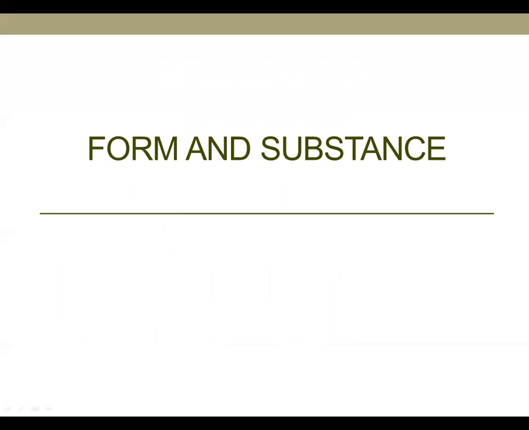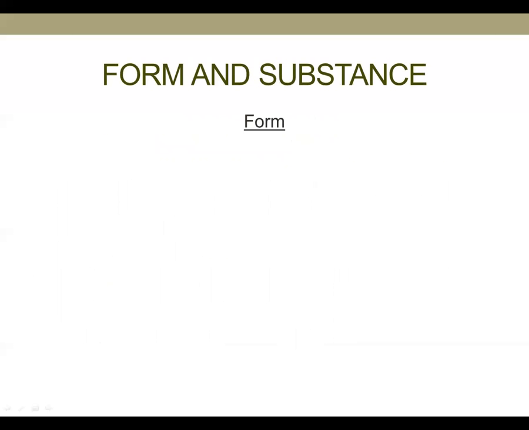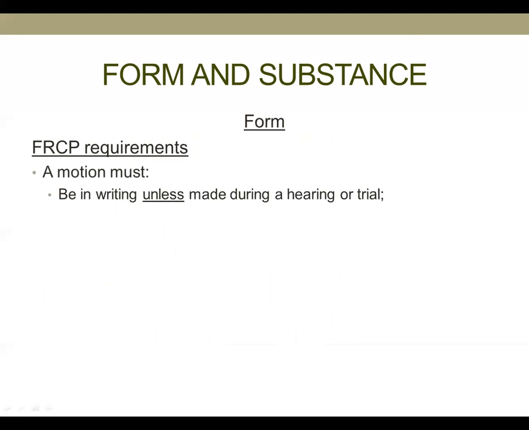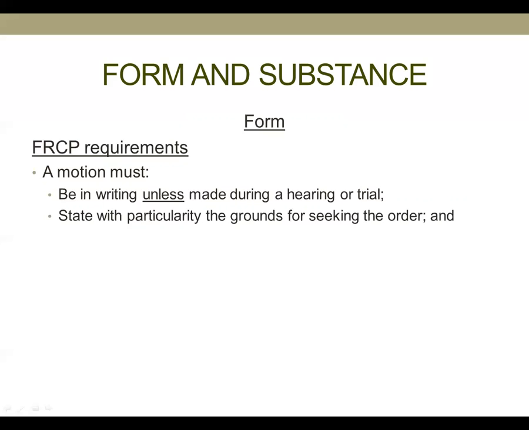Now let's talk about specifically what a motion should look like and what information it must contain generally. That would be the form and substance. So let's start with the form. Under the Federal Rules of Civil Procedure, a motion must be in writing unless it is made in open court during a hearing or trial.